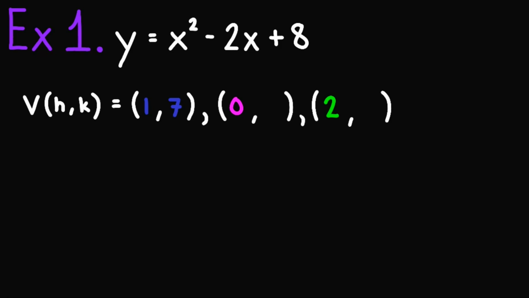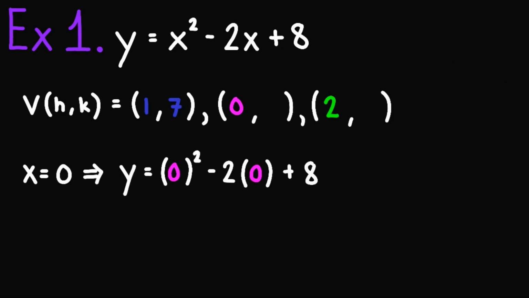So that is at x equals 0. Plugging this in this equation, we'll have y equals 0 squared minus 2 times 0 plus 8. The zeros out here will just cancel and we'll be left with 8. So we have the point (0, 8) out here.